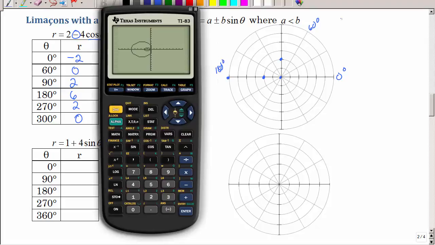All right, so what have I done? Let's see. So from negative 2, we did this, and that's how that makes that loop. And it's going to come around and do that, and then at 270 we're going to get back to 2, and then we're going to go back through the loop, back through the pole at 300 degrees.